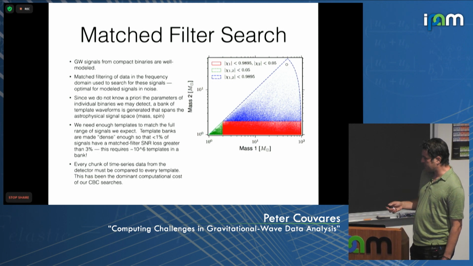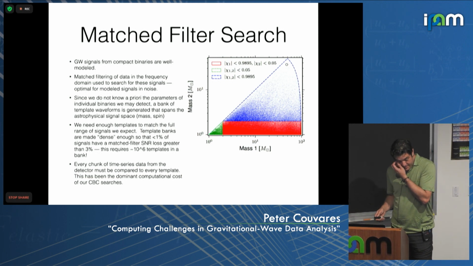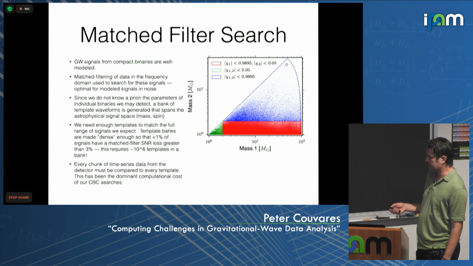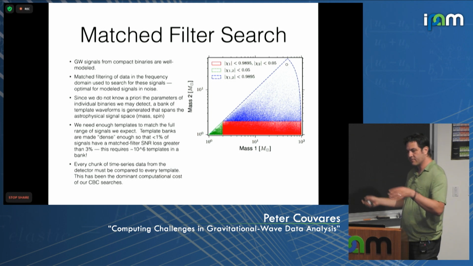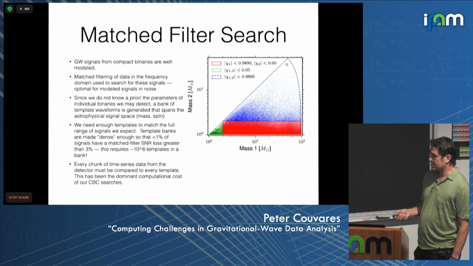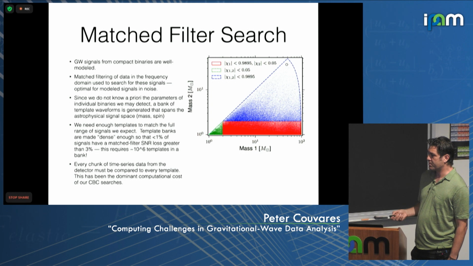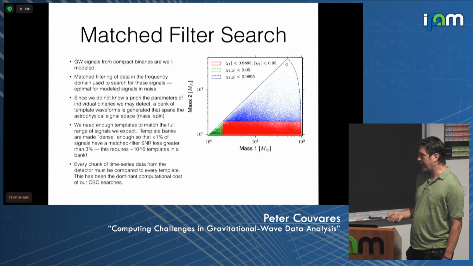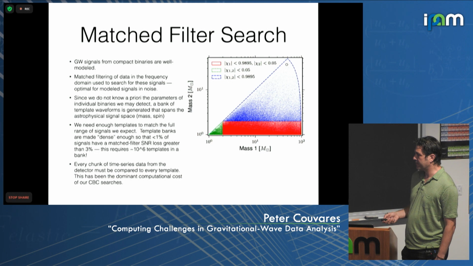It's worth mentioning that especially in O1, and to some degree even now, one of the things driving the computational cost of our flagship CBC searches is our template banks, and this gets to how we generate waveforms. When we put together a template bank of waveforms to match against the data, we lay out these template banks to be dense enough such that less than 1% of signals have an SNR loss greater than 3%. And so in practice, that means we have about 1 million templates in a template bank.